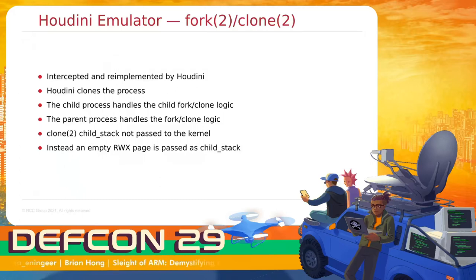Now we were wondering how that gets handled by libHoudini, and it turns out the child stack we pass in is not passed to the kernel, but instead libHoudini creates its own empty RWX page and passes that as the child stack and handles the parent and child logic. So now that we have some ideas on how it works internally, let's get to the fun stuff.